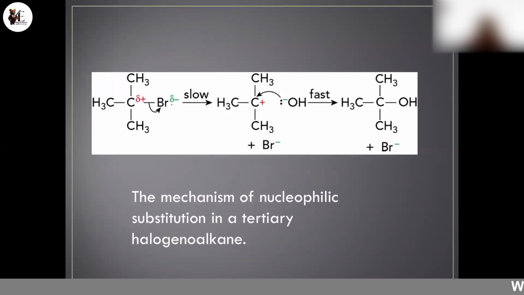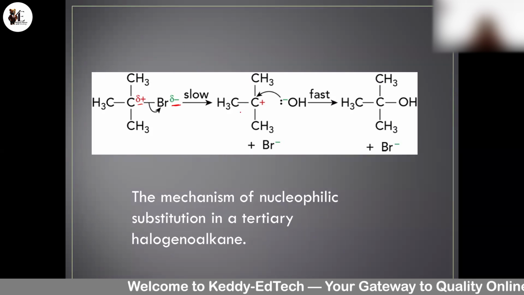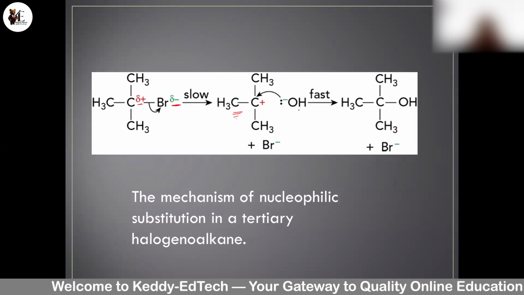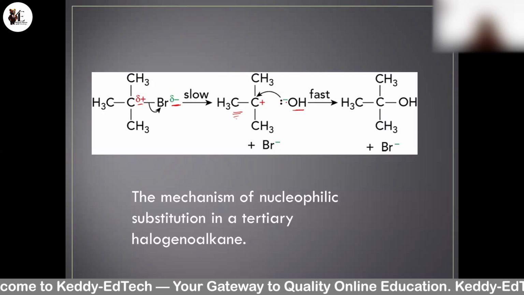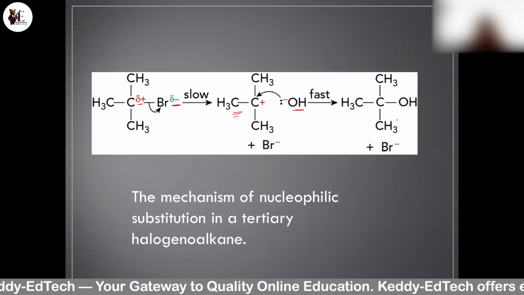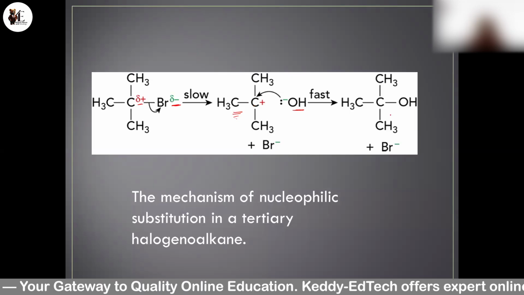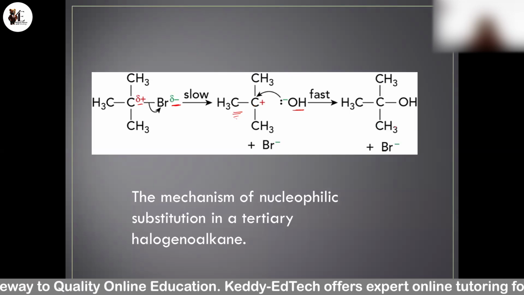If any step is not clear, please let me know. This is partial negative and this is partial positive because the C-Br bond is polarized. So bromine takes both the electrons towards itself. Formation of the carbocation happens in the first step. Then the nucleophile will come and attack this positive carbocation, and we have this as a product.